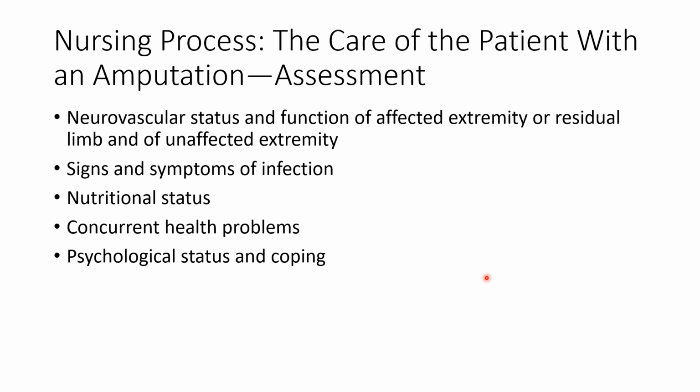For your assessment, we're doing an aggressive neurovascular status assessment of the status and function of the affected extremity or the residual limb, and of the unaffected extremity as well. So you're always comparing, right? Then signs and symptoms of infection, nutritional status, concurrent health problems. Maybe on top of this, our patient has something like diabetes, which will make our treatment more challenging. Psychological status and coping, like we mentioned, is really big, so we're addressing all of these areas.